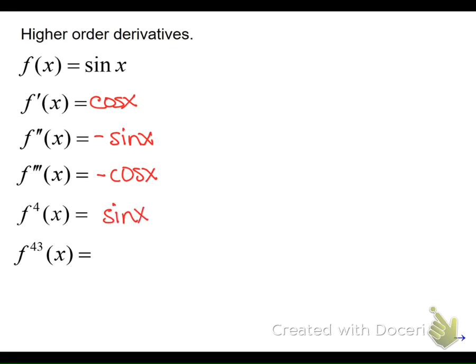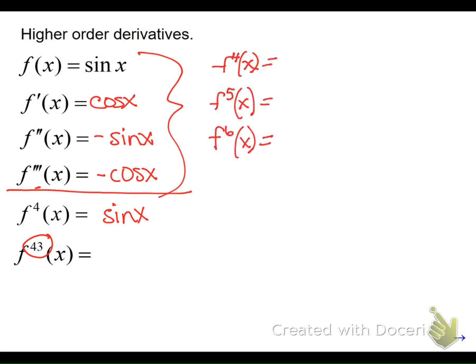Notice we now begin a never-ending cycle, and they start to repeat. After we got to the fourth derivative, there are basically 4 possible answers, and it starts to repeat. So now let's see if you could figure out a pattern for finding the 43rd derivative or the 400th derivative or any of those. Hit pause and see if you can figure it out.